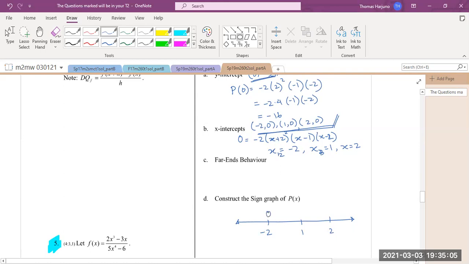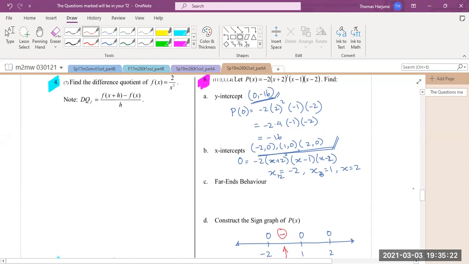This is 0, multiplicity of 2, right? 0, multiplicity of 1, multiplicity of 1. And the y-intercept is negative. So when x equals 0, the sign here is negative. -16, remember? The y-intercept is -16.